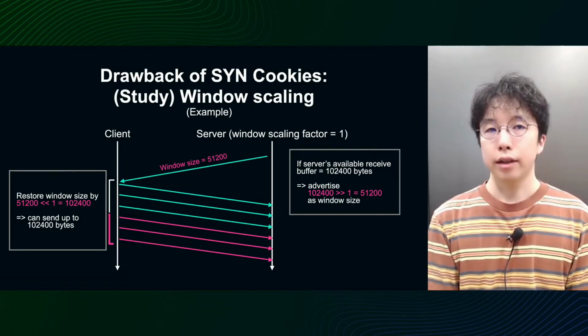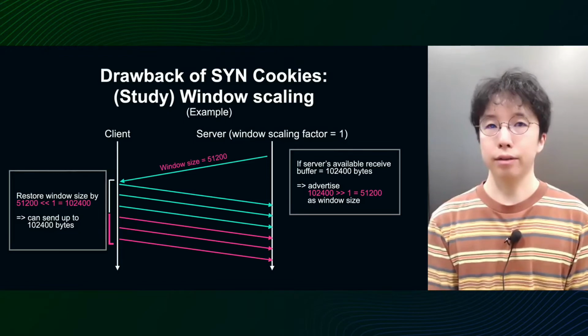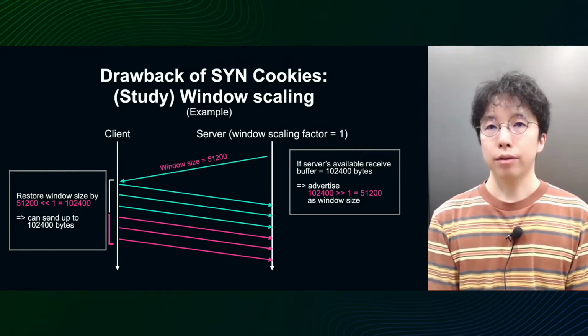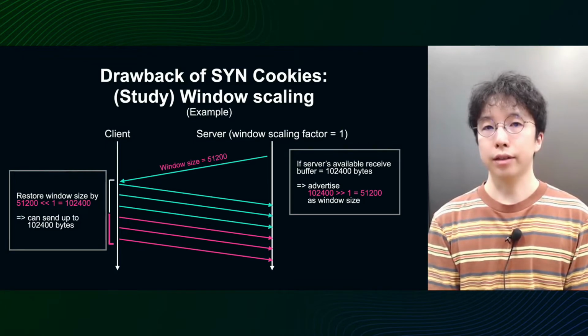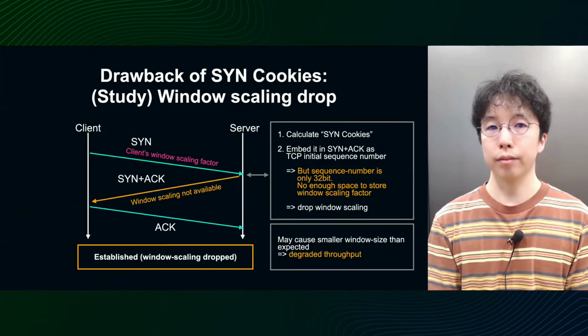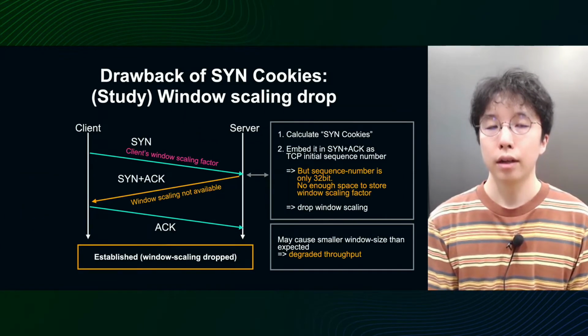and advertise 51,200. On the client side, the original 102,400 is restored by multiplying it by 2 to the first power. In this way, it is possible to advertise a window size of 102,400, which is greater than 65,535.